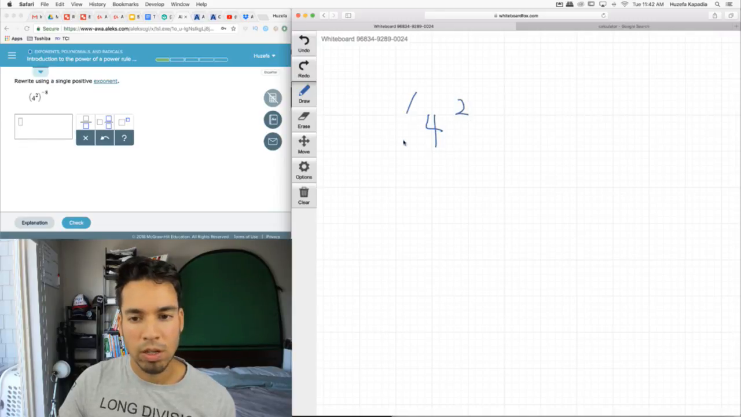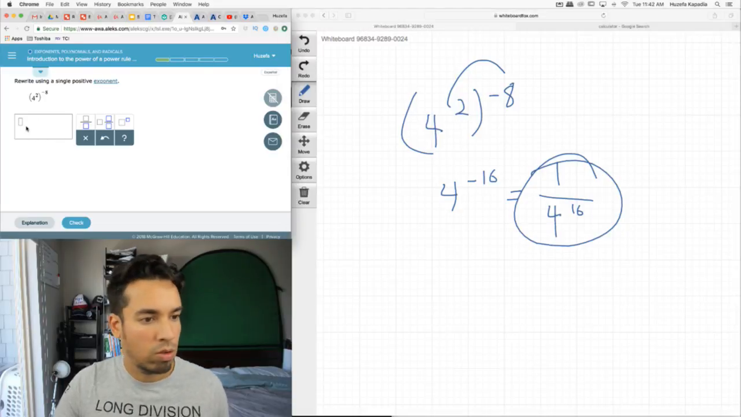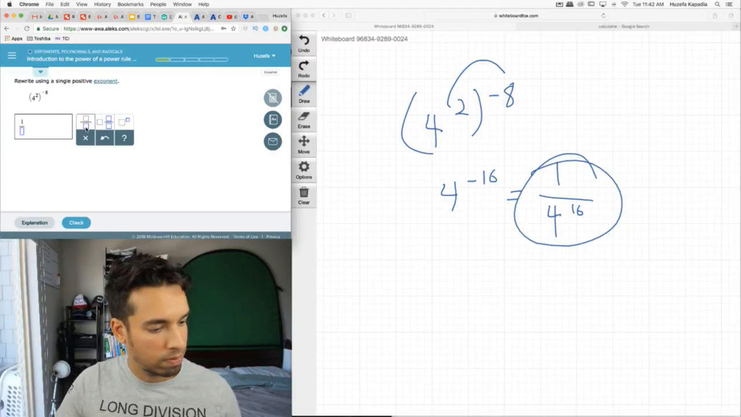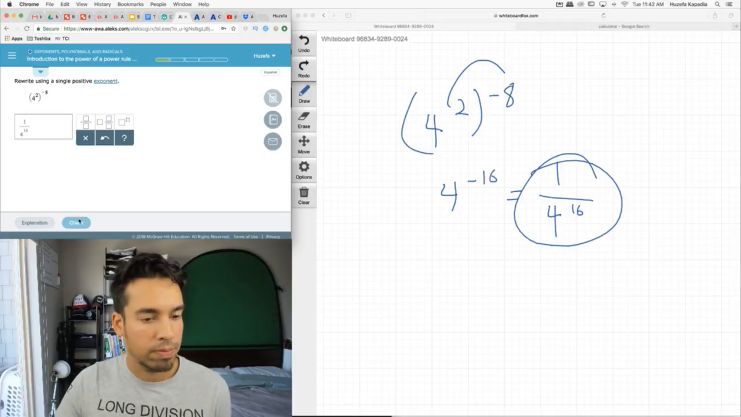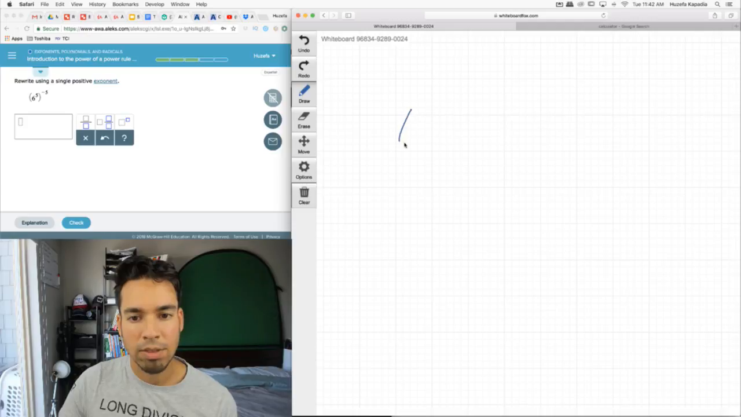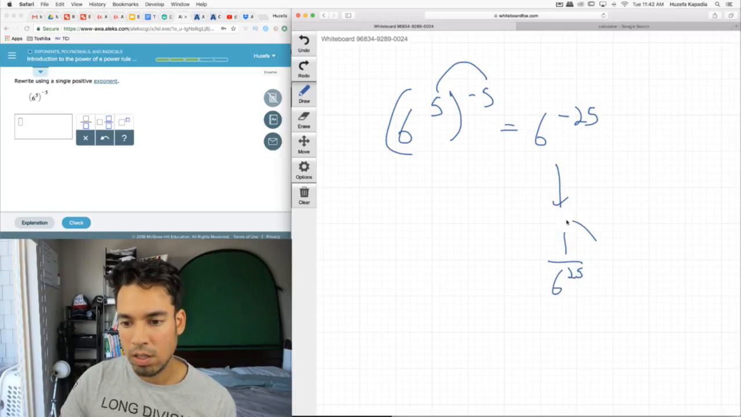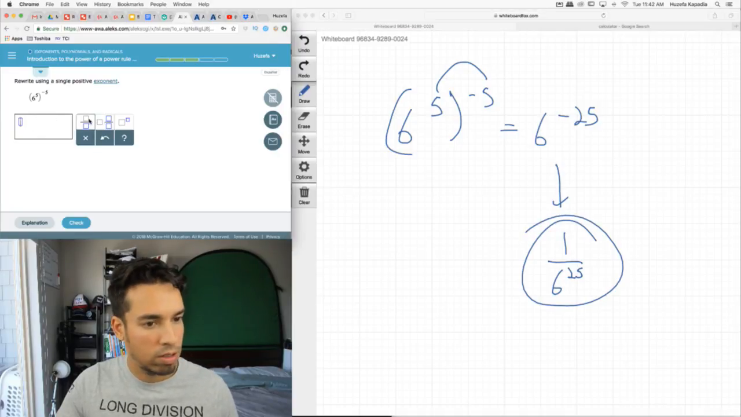Now we've got 4 squared to the negative 8. Negative 8 times 2 is 4 to the negative 16, but we want to represent this with a positive exponent, so we throw it in the denominator, and it's 1 over 4 to the 16th. Next, we have 6 to the 5th to the negative 5. Multiply, we get 6 to the negative 25. And then we throw this under 1, and it becomes 1 over 6 to the 25th.